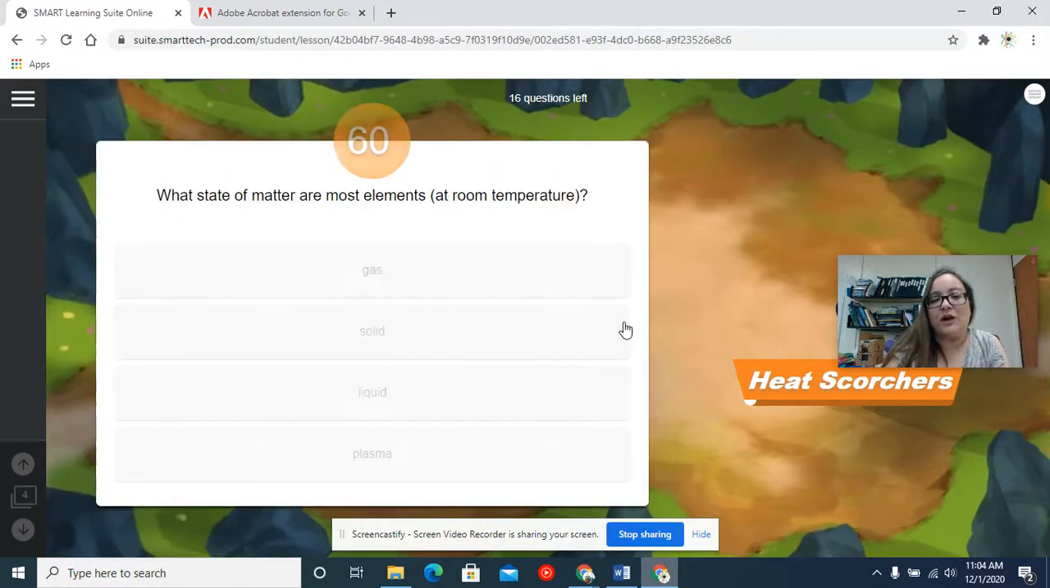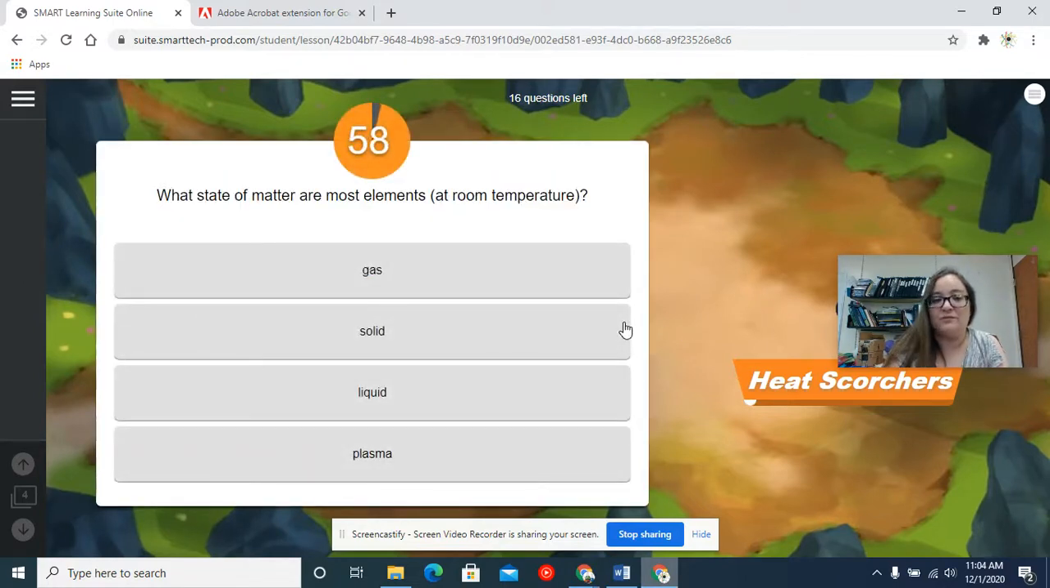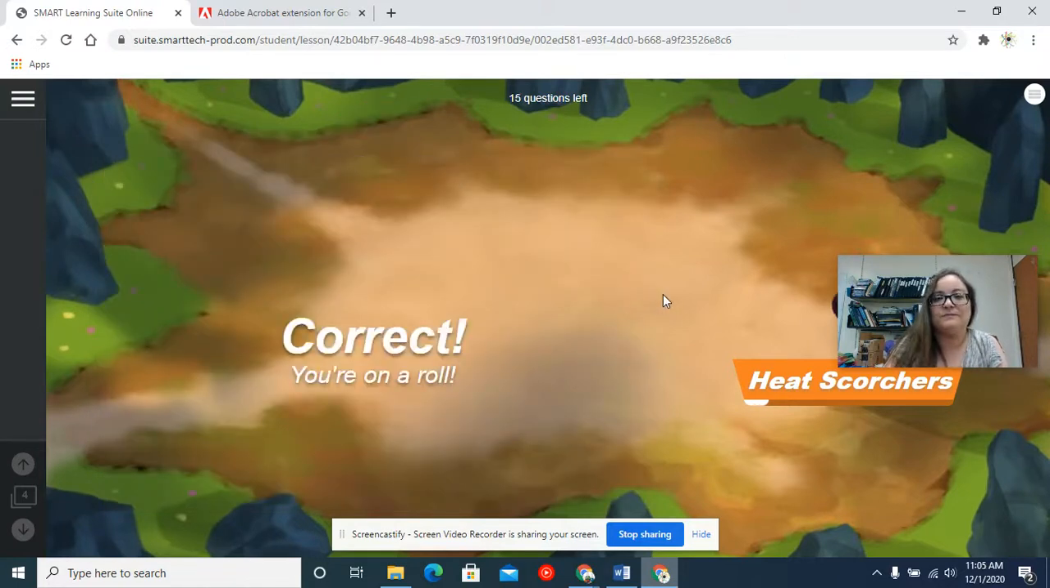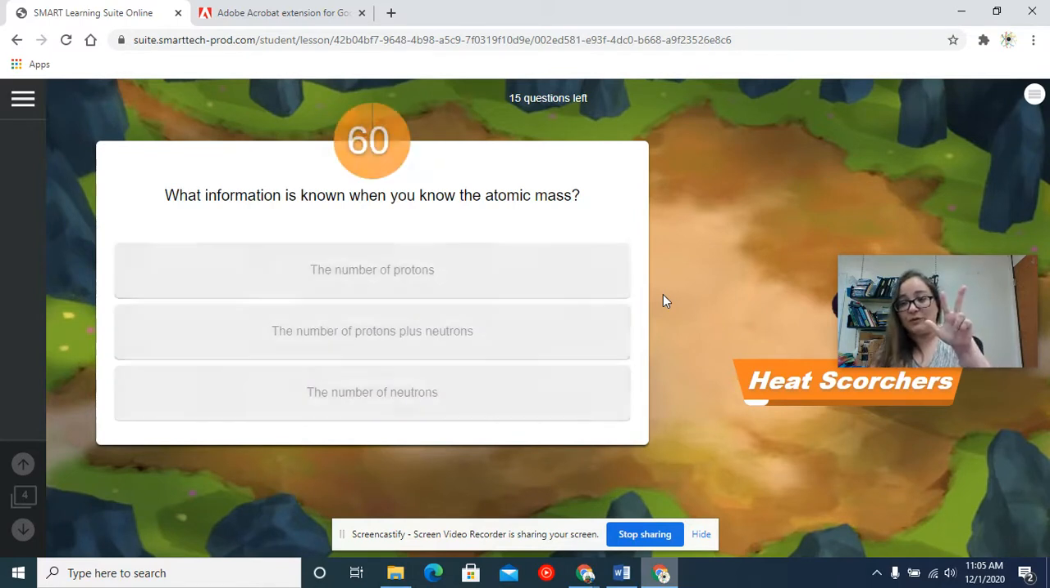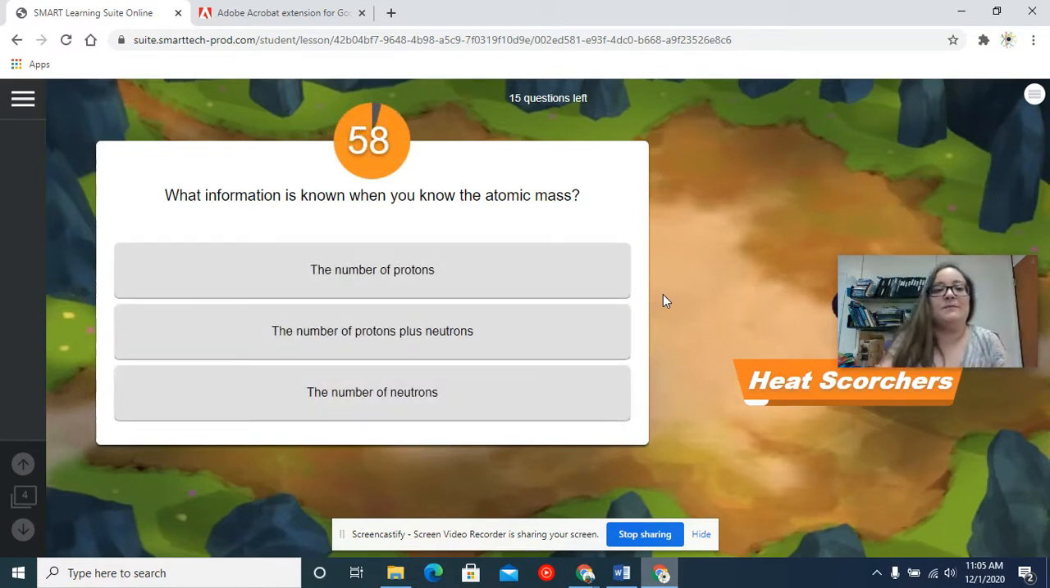What state of matter are most elements at room temperature? Most elements are solid at room temperature. There are only 3 liquids at room temperature and a handful of gases.